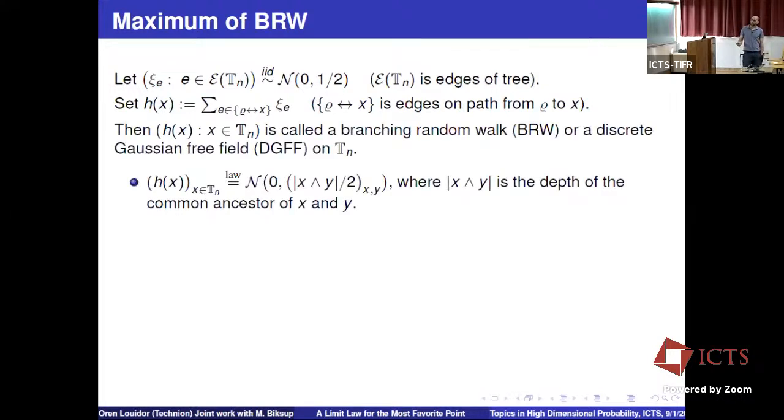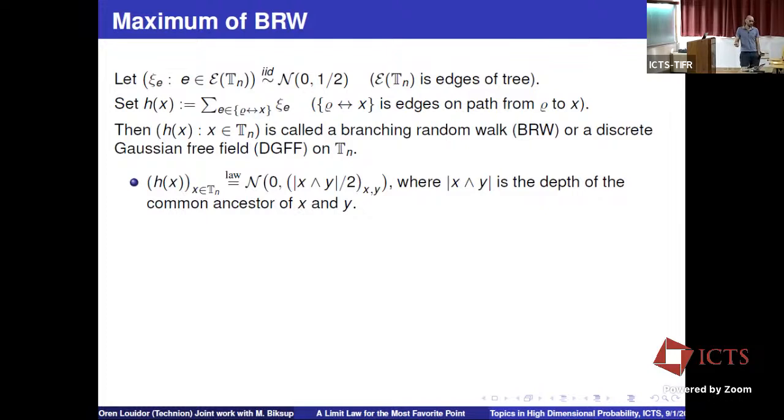Okay, so this is called the branching random walk, and it's also called the discrete Gaussian free field on Tn with 0 boundary conditions at the root. It's clearly a Gaussian process, and you can easily compute the covariance structure. It's centered.